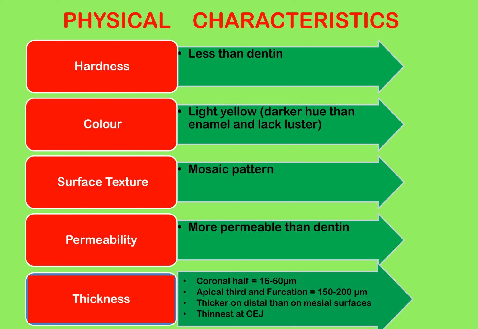The last one is the thickness. Cementum at the coronal half is 16 to 60 microns thick, whereas at the apical third and furcation area, it is 150 to 200 microns thick. It is thicker on the distal aspect as compared to mesial surfaces, whereas it is thinnest at the cemento-enamel junction.